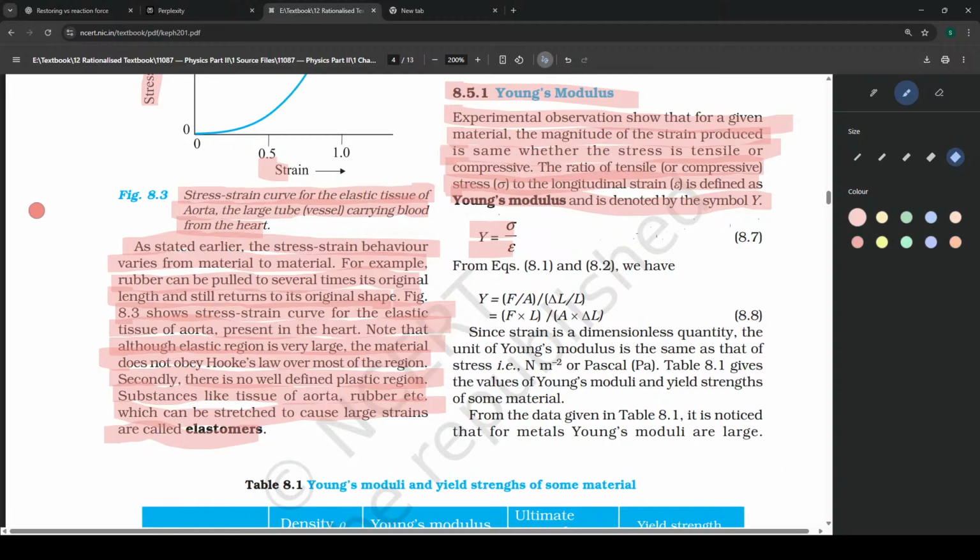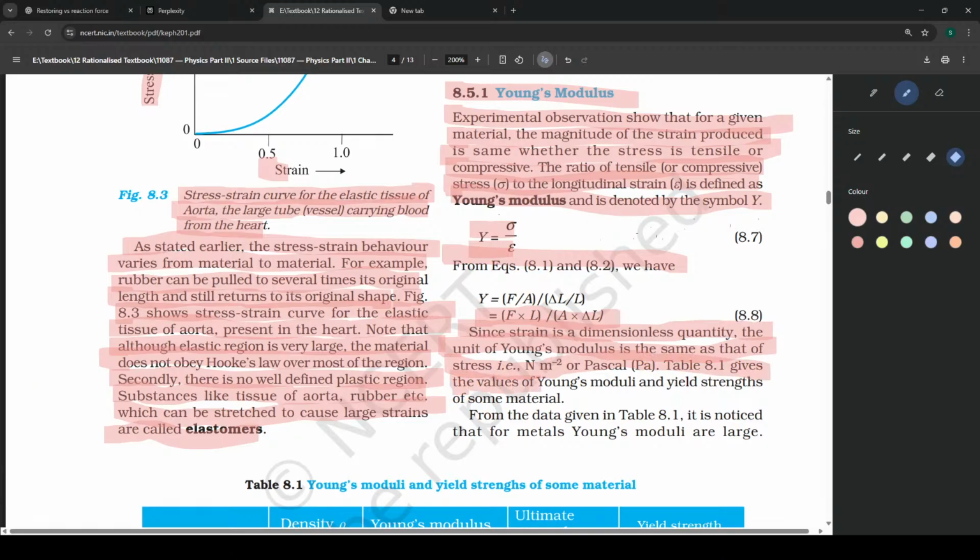From equations 8.1 and 8.2, we know longitudinal stress is basically force per unit area, and longitudinal strain is basically the change in dimension per actual dimension. We will get Y equals force times length by area times change in length. Since strain is a dimensionless quantity, the unit of Young's modulus is the same as that of stress, that is Newton per meter square or Pascal.